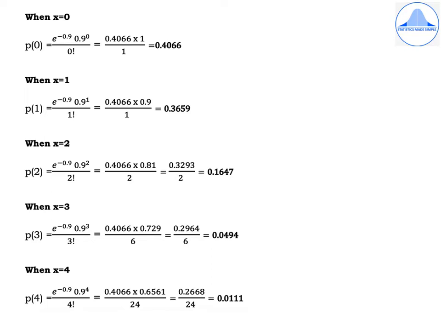Similarly, find out when x is equal to 4, what is the probability. So we get P of 4 equal to e to the power minus 0.9, 0.9 to the power 4 by 4 factorial, which is 0.4066 into 0.6561 by 24, which is equal to 0.2668 by 24, which is equal to 0.0111.